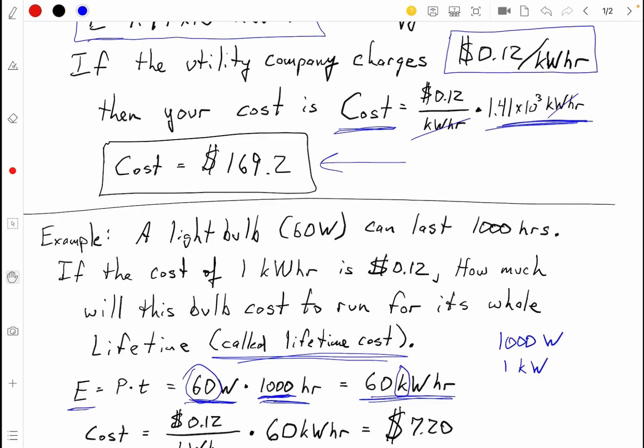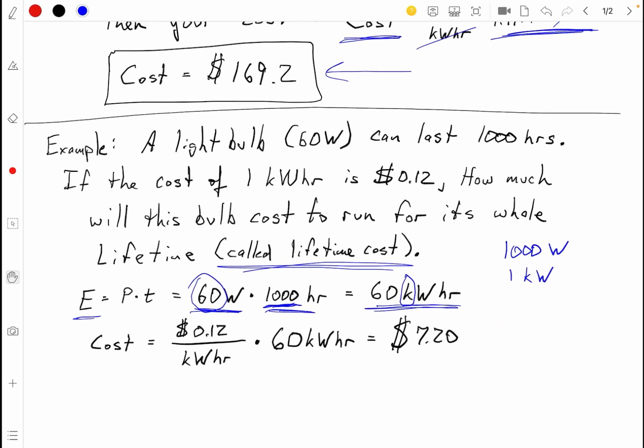And we're going to then figure out our cost. So our cost is the 12 cents per kilowatt hour. We're going to multiply that by 60 kilowatt hours, and we're going to end up with 720 pennies, or $7.20 just for that bulb for its lifetime of energy usage.